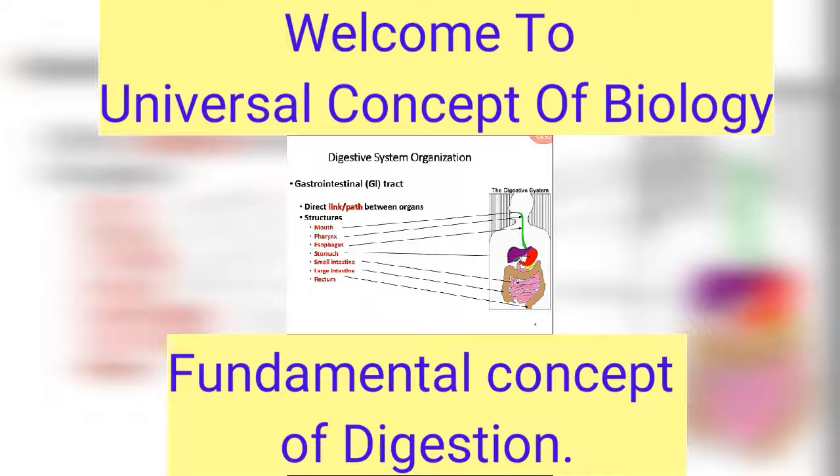Then what is the GI tract, the gastrointestinal tract or the digestive tract or the alimentary canal, and its parts? The alimentary canal is about 9 meters, having the mouth, pharynx, esophagus, stomach, small intestine, large intestine and rectum.